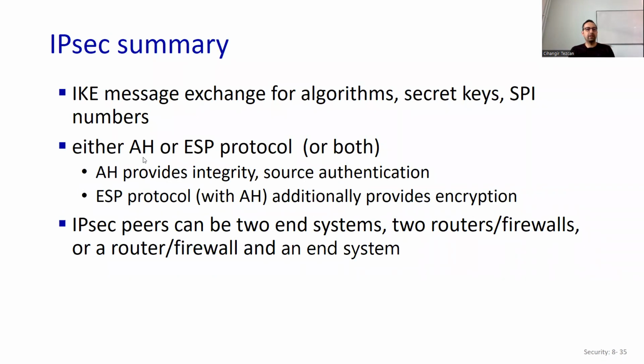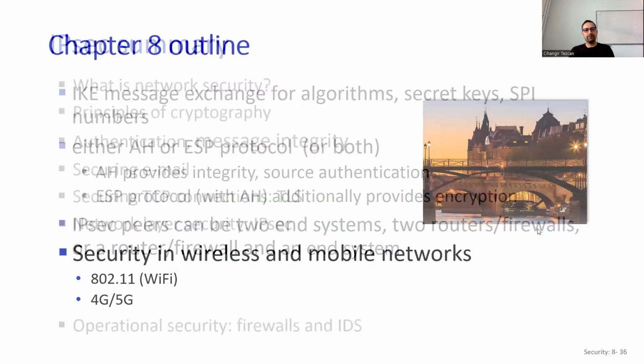You can use either AH or ESP, but as I mentioned, almost nobody uses AH. If all you need is integrity, then you can use AH, but if you also want confidentiality, you should use ESP. IPsec peers can be two end systems, two routers or firewalls, or a router or firewall and an end system. Okay.